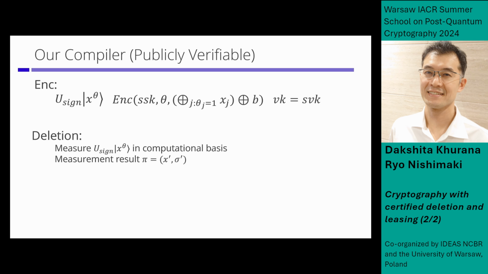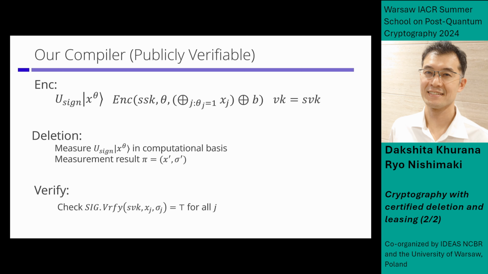Deletion is just measuring the quantum part in the computational basis. The measurement result consists of x′ and σ′. And verification is to check all signatures for all j. So the signature is a signature for bit 0 or bit 1, and this is written in the second register.